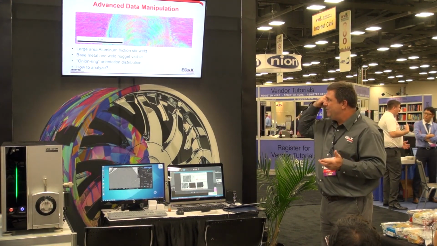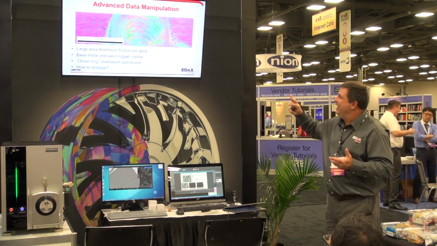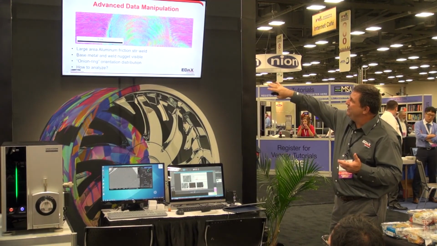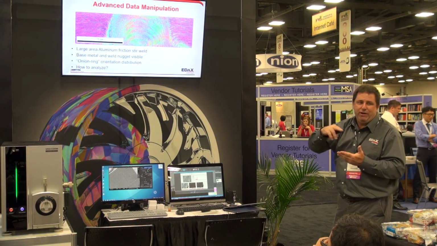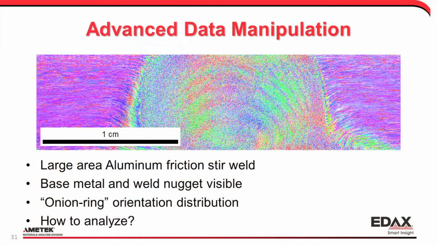One of the things I wanted to show is a very large area. You can see a centimeter-ish scale bar, a large area of a friction stir weld. In the middle we see what's called the weld nugget. On the edges we see the base metal. And you can look through there and see these different rings of material. It's sort of an onion ring structure.